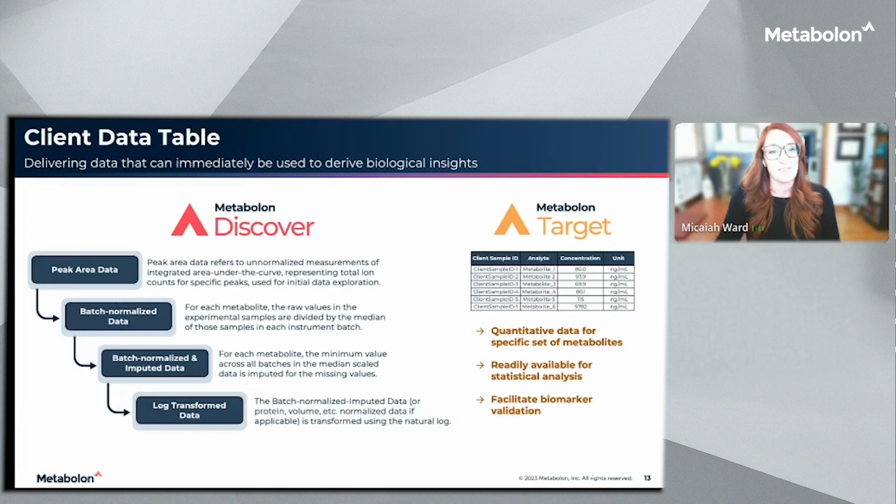So finally, after the step to remove noise and extraneous artifacts from your data sets, we're then ready to move forward with a confident list of identified metabolites, and these we can then further interrogate for biological meaning. For our discovery platforms, we provide client data tables in multiple formats, and this allows researchers to directly import their data in their favorite analysis tools such as R or Python. And then for the targeted panels, we provide more quantitative data of the specific set of metabolites of interest, and this is immediately usable for statistical analysis and biomarker validation.